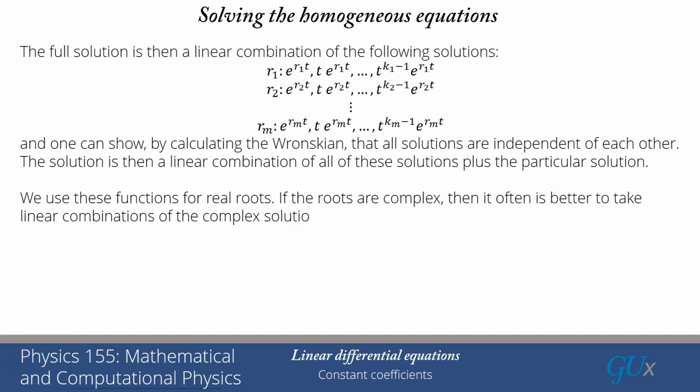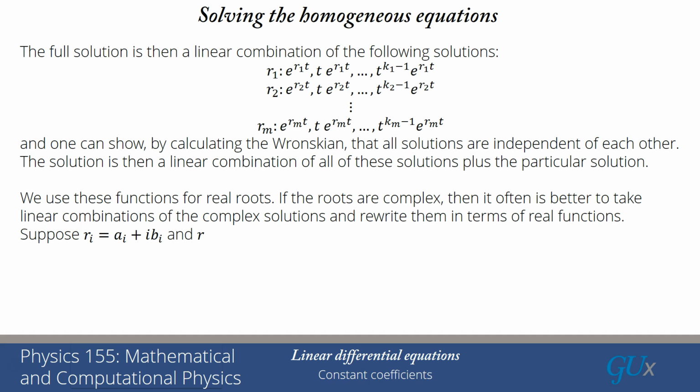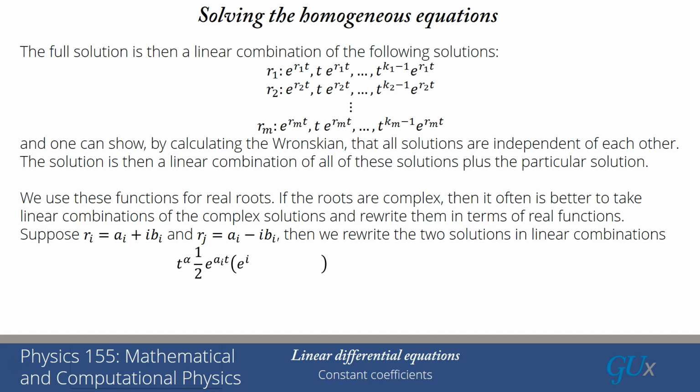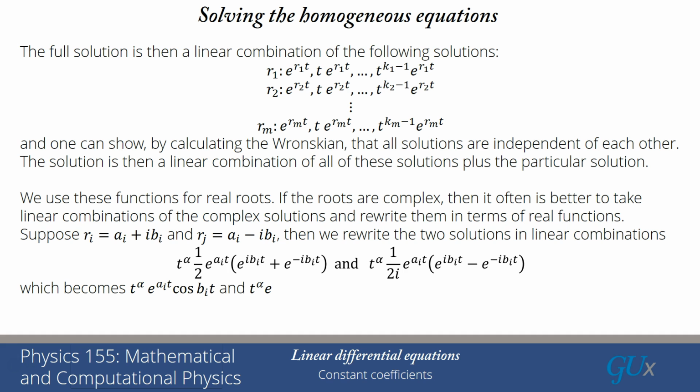Now, when I have real roots, I just use these exponential factors. If I have complex roots, it's often better to take linear combinations of those complex exponentials and rewrite them in terms of real functions. So we're going to replace e^{i b t}, e^{-i b t} by cosine bt and sine bt, because I can do that in terms of different linear combinations. So we find one of these solutions will be t raised to some power, that power could be 0, times e^{a t} times cosine bt, and t^α e^{a t} times sine bt. And all of those functions are real now because the a_i's and the b_i's are real objects.